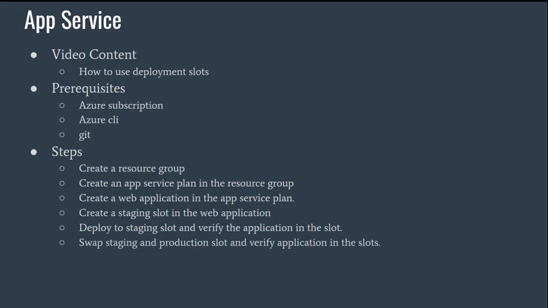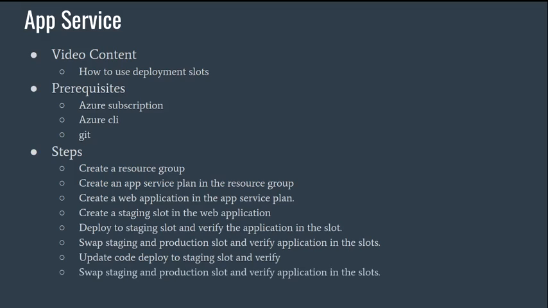Once this application is successfully deployed to the staging slot, we will swap the staging slot with the production slot and check if the swap was successful. Now we will update the code, deploy and verify the application in the staging slot. Once we have verified the application in the staging slot, we will swap the staging and production slot, and then we will verify the application in both the slots. If everything is working fine, production slot should have the latest code changes now, and the staging slot should have the previous production code. Let's go ahead and execute the above mentioned steps.